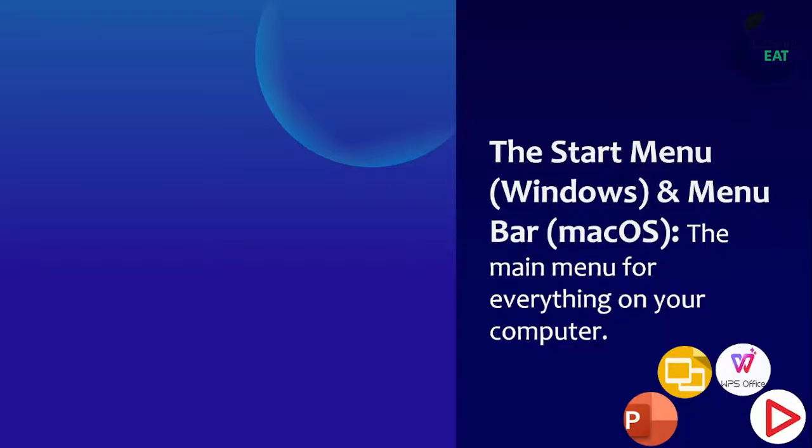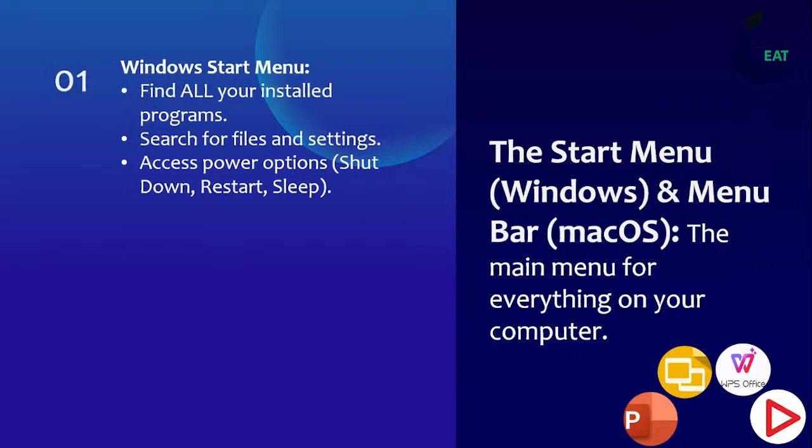So we've been talking about the desktop and the taskbar. Now the question is, where do you go when the program you need to work with is not on the desktop or pinned to the taskbar? You now head to the main menu. That is your digital directory of everything installed on your computer. Hope you understand what I'm saying.